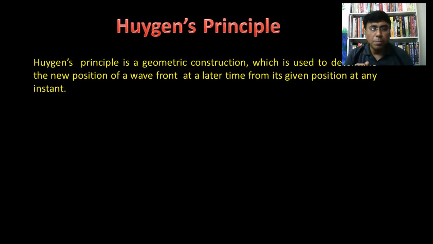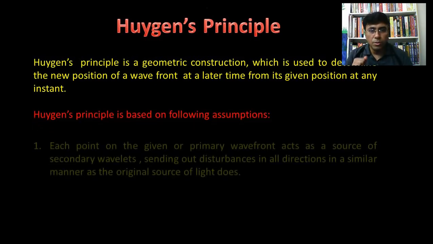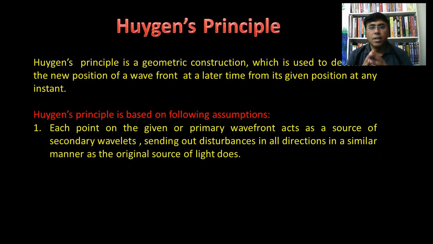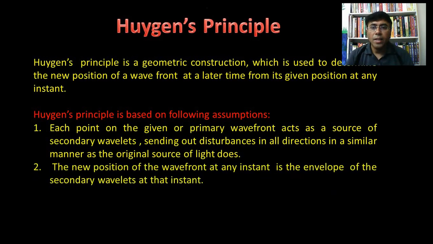Now Huygens principle is basically based on two assumptions. The first one says that each point on the given or the primary wavefront acts as a source of secondary wavelets, sending out disturbances in all directions in a similar manner as the original source of light does. And the second assumption is that the new position of the wavefront at any instant is the envelope of the secondary wavelets at that instant. Now let's understand what exactly this Huygens principle means with the help of this small animation.